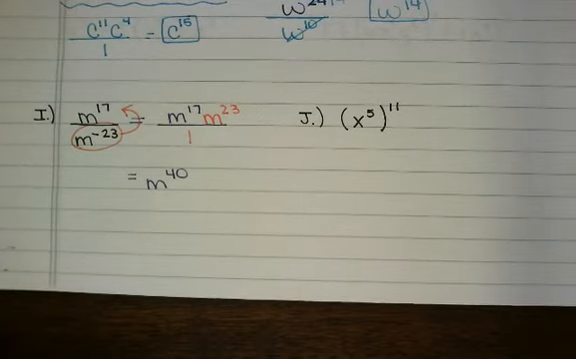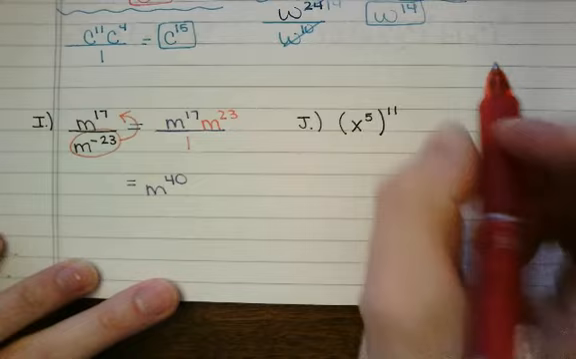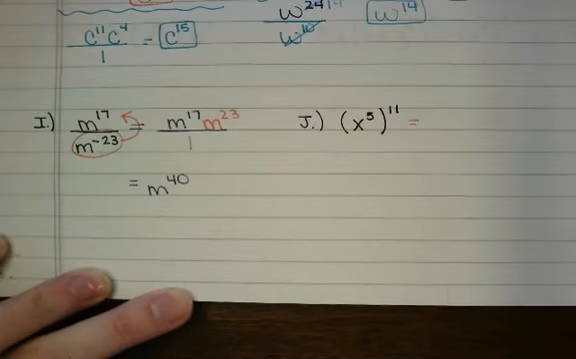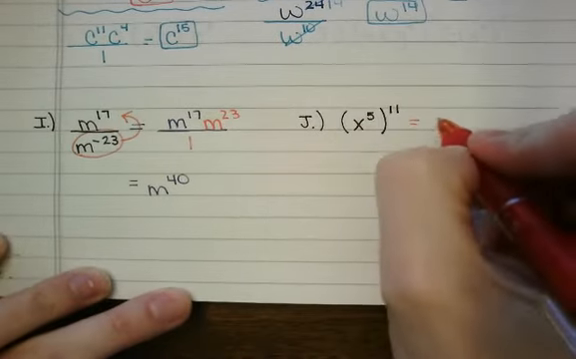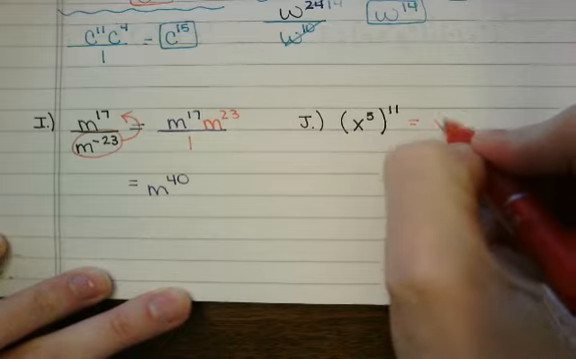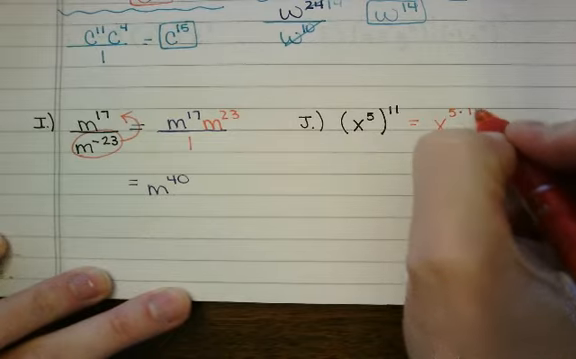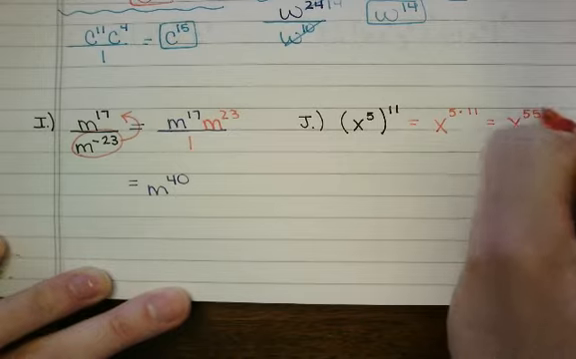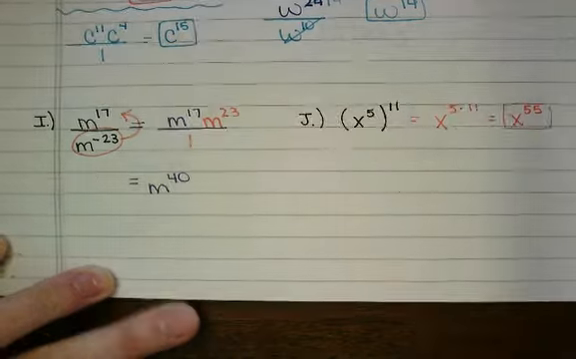All right, looking at the next example. So they have a power raised to a power. So whenever I have a power to a power, we're going to multiply the exponent. So I'm going to say x, and then we're going to take 5 times 11. So that gives us x to the 55th power.